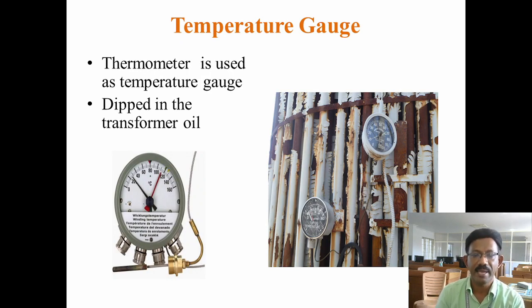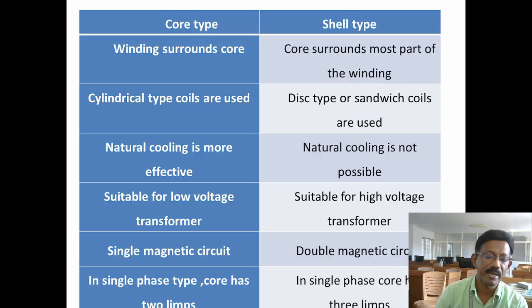Then the temperature gauge. It is used to monitor the temperature of a transformer. Normally, thermometers are used as temperature gauges. The thermometer is dipped in the transformer oil to monitor the temperature. Then classifications according to the construction of the core. Transformers are classified into three types: shell type, core type, and berry type.